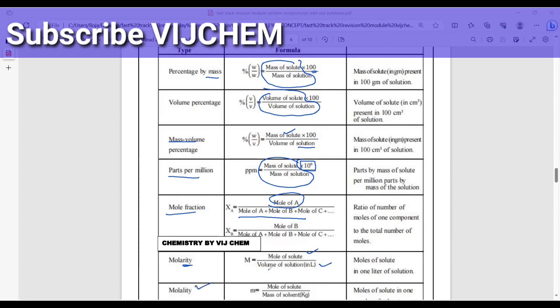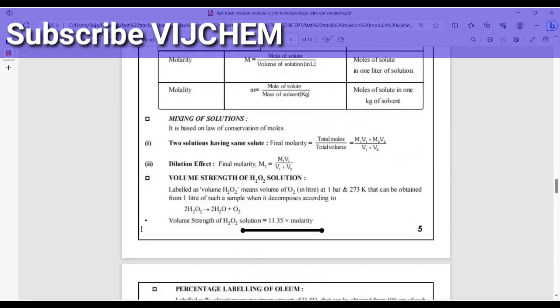Then molality. Observe carefully, here the volume is in liter for the solution. Here, mass is taken in place of the solution; we will take solvent, and in kg. That is the difference between molarity and molality. In molality, there is a denominator difference.